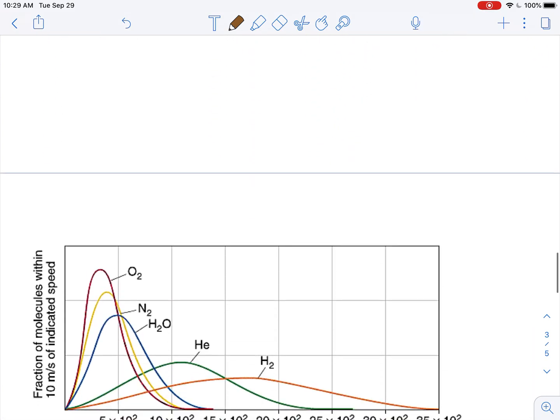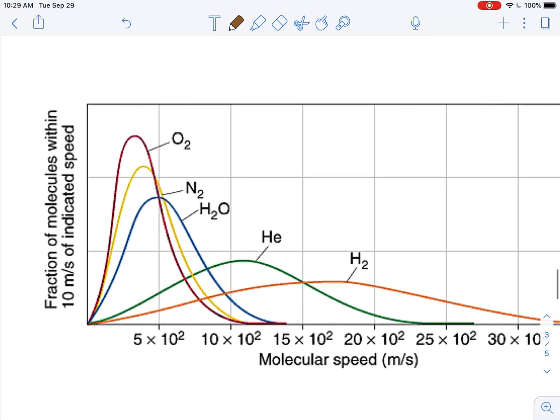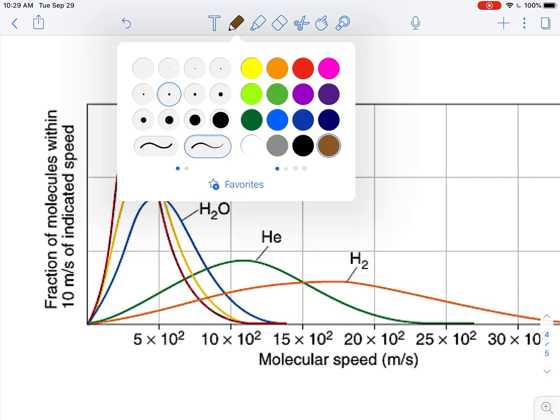The next thing that they might show you is a graph like this, where you are comparing molecular speeds. This is assuming you are at the same temperature. Now, if you are at the same temperature, then the heavier ones are going to move slower, and the lighter ones are going to move faster. Let's examine a couple of these.